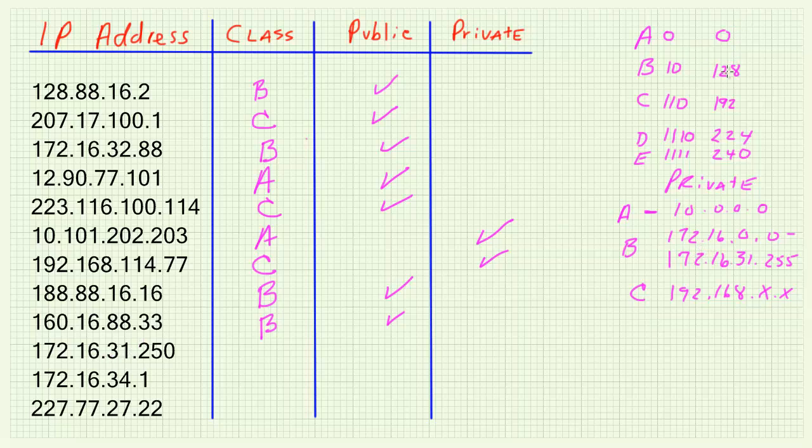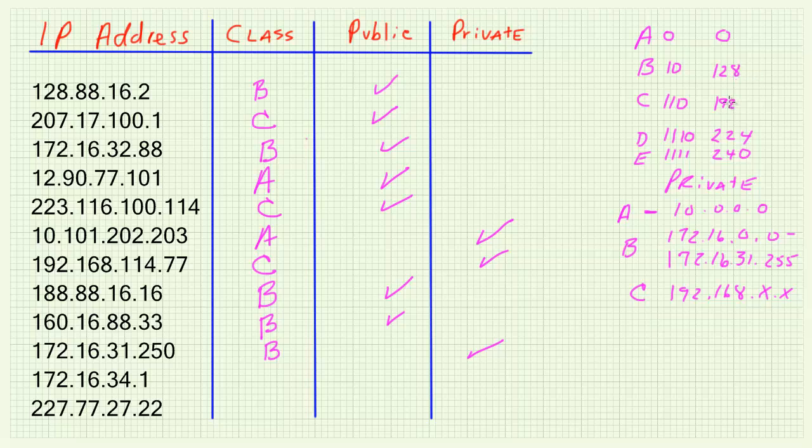172.16.31.250, we can see that it's more than 128, less than 192, and it does fall in the range of 172.16.0.0 to 172.16.31.255, so this is going to be Class B private, because it does fall into that range that we just described. What about this one, 172.16.34.1?